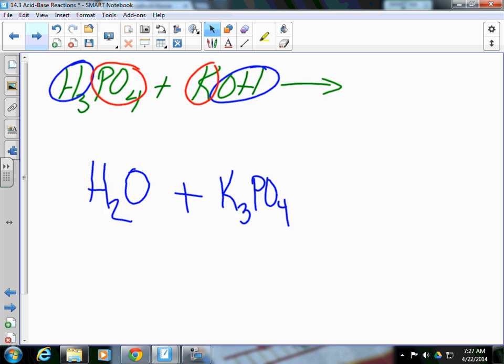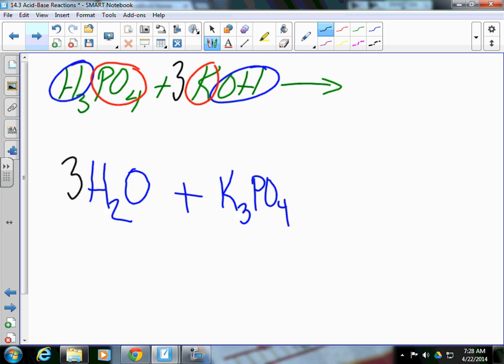Next up, when I'm finally done, I have to go through and balance this whole thing. Now, remember when you're balancing, you always save hydrogens and oxygens until the very end. All right, so I'm going to go 1 PO4, 1 PO4, we're good. 1 K, 3 Ks, so I'm going to put a 3 here. Now I'm going to do my H's. I have 3 H's in H3PO4. I have 3 H's in 3 KOH, so I have 6 H's total on the top. So to make 6 H's on the bottom, I'm going to put a 3 on H2O. And I have 3 waters and 3 waters, so that is good.